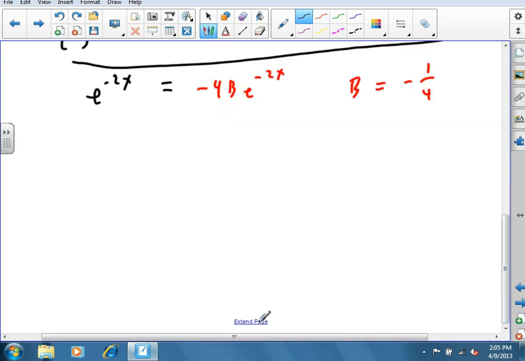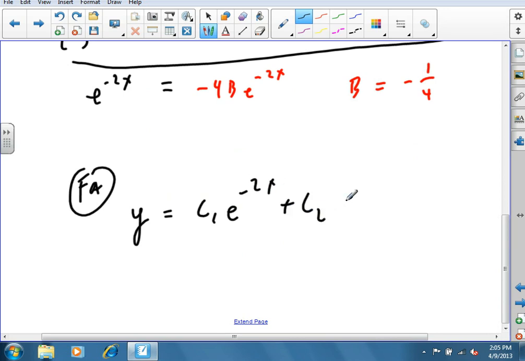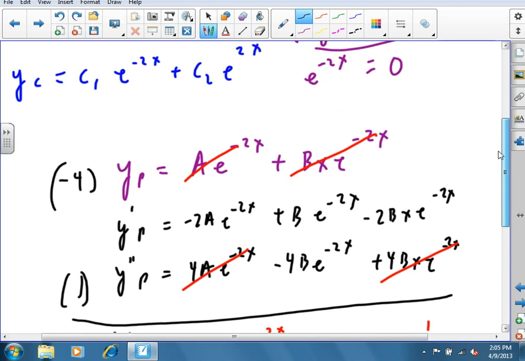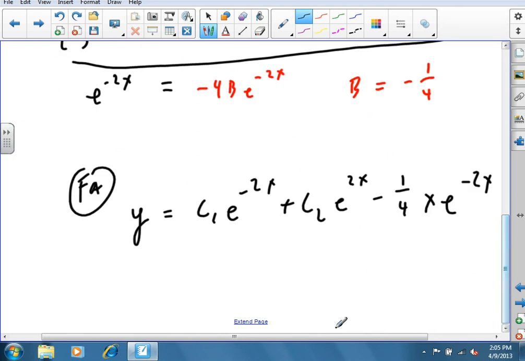So my final answer, y is equal to c1 e to the minus 2x plus c2 e to the 2x minus 1/4 x e to the minus 2x. So, okay, so I got the right answer.